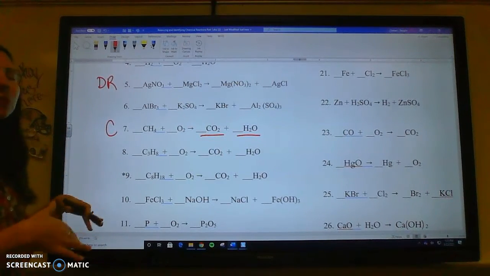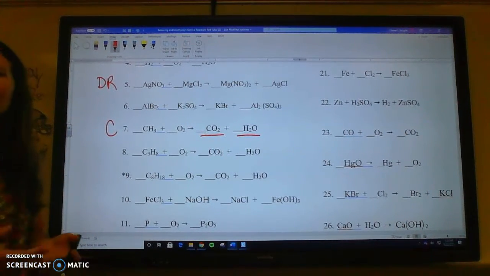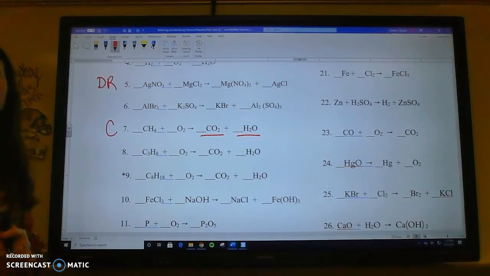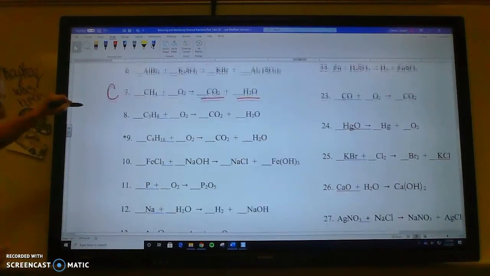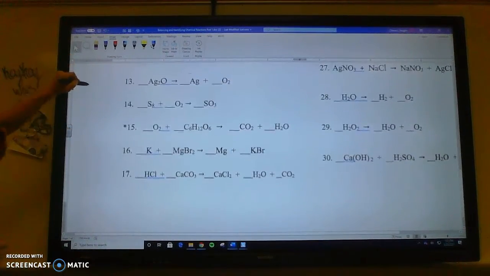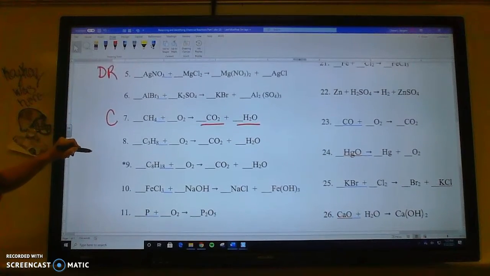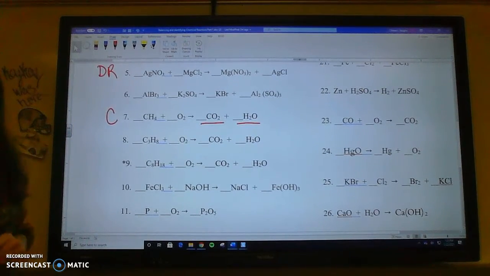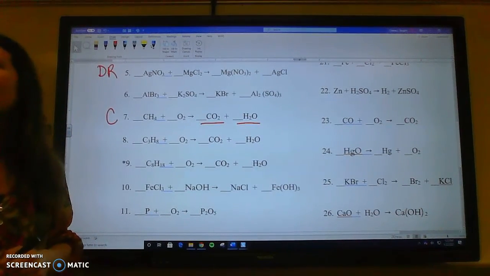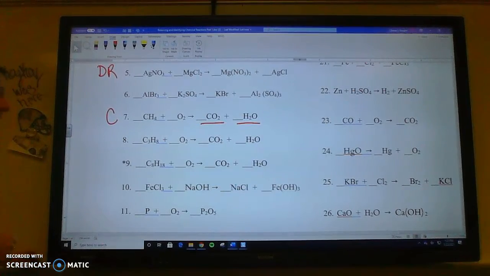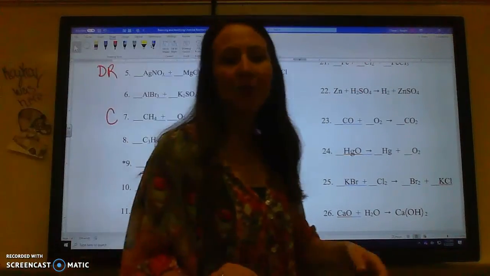So you can literally go through all 30 of these and identify them. Number 17 is a little tricky. There won't be one like that on your test, but if you have questions about that, you can ask me. Okay, so that is identifying reactions.